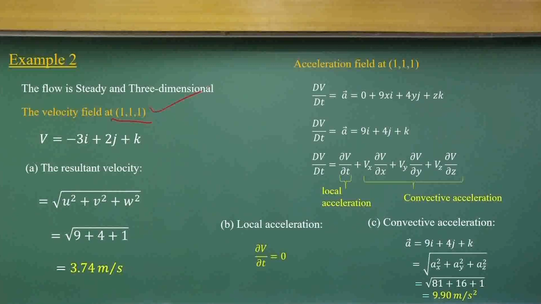Now, to compute the velocity field and acceleration field, we just substitute the positions, 1 and 1, to find the velocity and the resultant velocity, as you know from vector calculations. Similarly, we can compute the local acceleration components and convective acceleration components. So, we can have a reference for this.